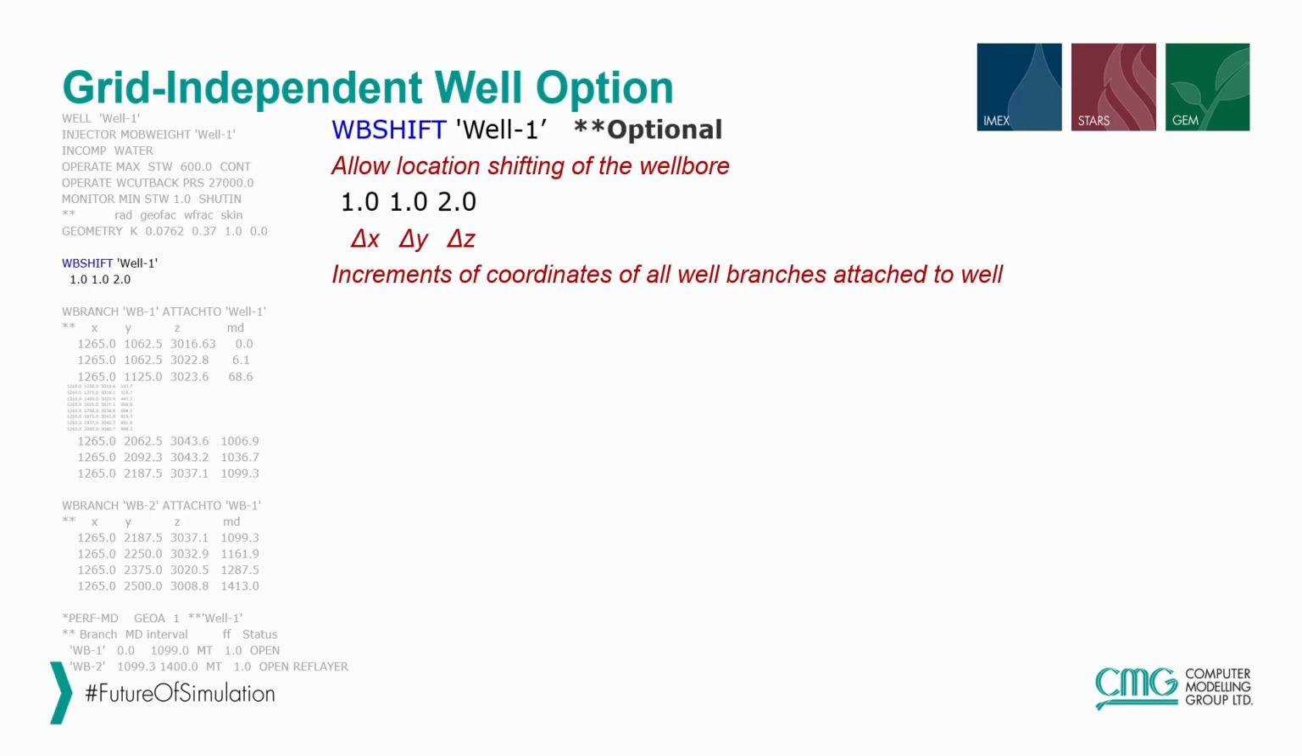To shift the well branch location, we will use the WB_shift instruction. This optional keyword allows the user to reallocate the well branch without altering the original input coordinates of the well trajectory segment. In this case, we define the well or wells that we want to define the location shifting. After that, we define the increments of the coordinates in X, Y, and Z directions. The default values for these increments are 0.